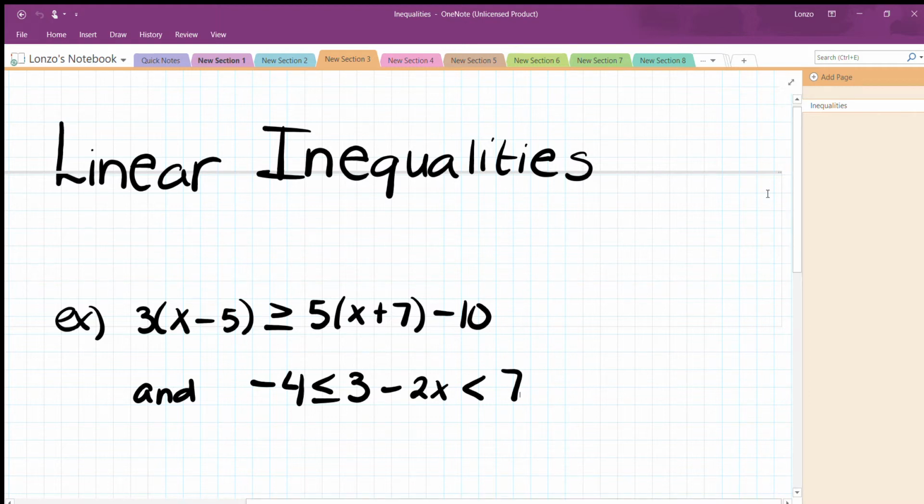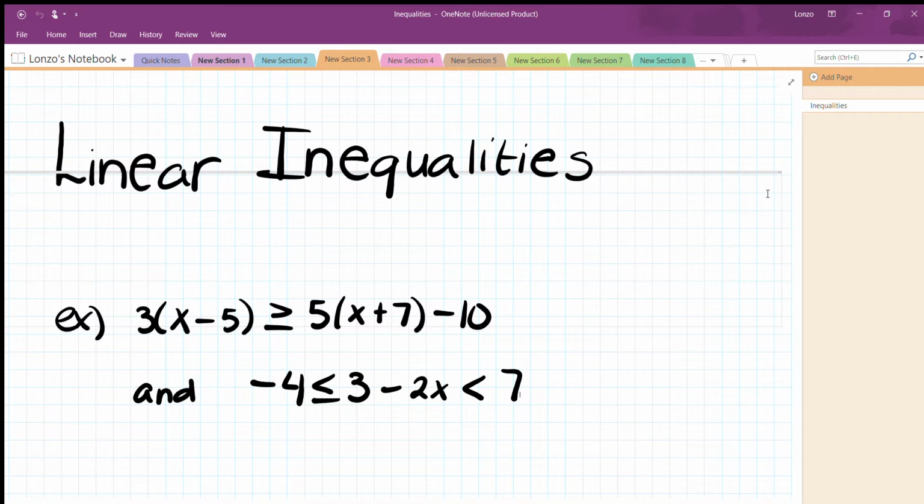Hi guys, today we're going to learn about linear inequalities. So in this section, I will solve a linear inequality and graph it on a number line. I will put linear inequalities in interval notation and go over the difference between a union and an intersection.